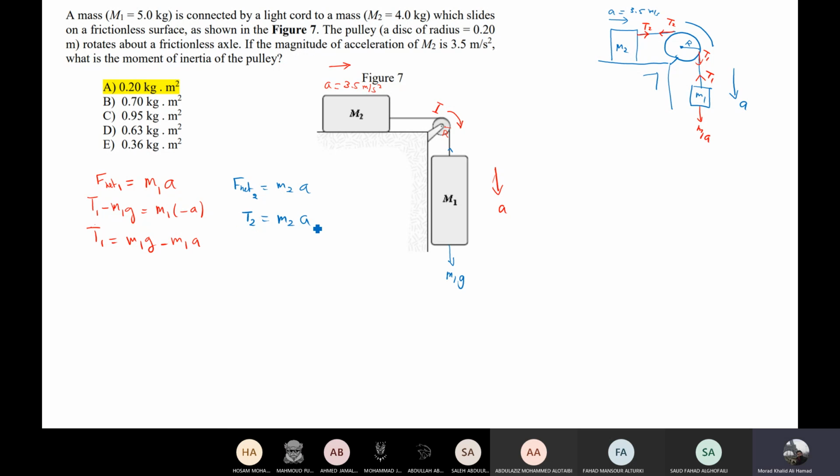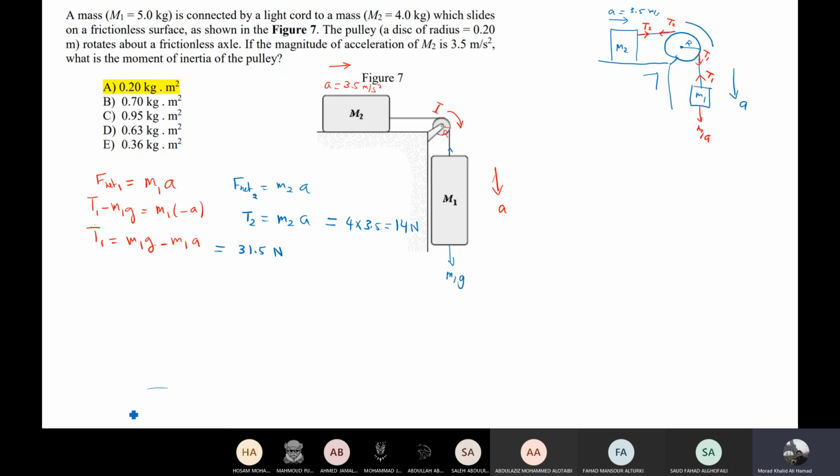That's it. We have M2 and we have the acceleration. If you calculate this one, M2 is 4 times 3.5, which is equal to 14 Newtons. And for this one, we have M1, we have G, we have the acceleration. This equals, I think, 31.5 Newtons.